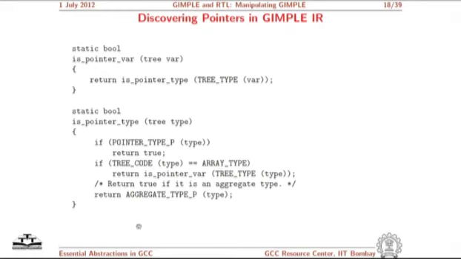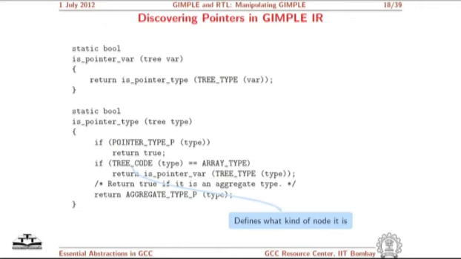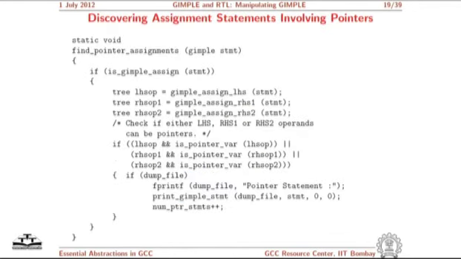So, you basically look at the type information and determine whether it is a pointer type. Okay. So, how do I write the main function that finds pointer assignments? Given a statement, I am trying to categorize whether it is a statement that involves pointers or not. That is the thing that I wish to do.